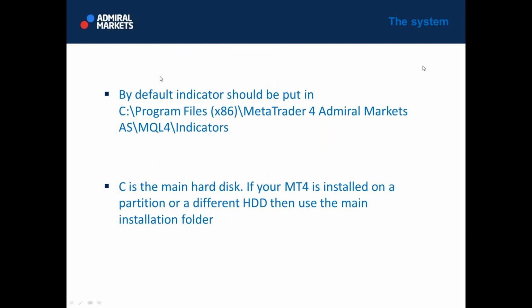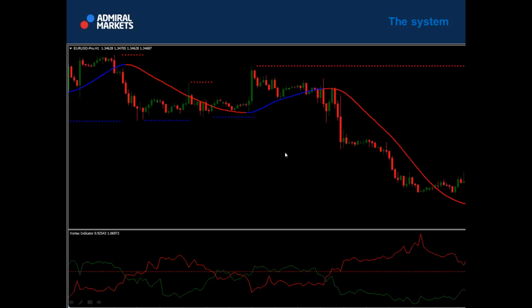The default folder for placing indicators is Program Files (x86), MetaTrader for Admiral Markets AS, MQL, indicators. C is the main hard disk. If your MT4 is installed on a partition or a different HDD, then use the main installation folder. So this is the default installation folder for MT4, Admiral Markets folder, and you need to put indicators in the indicators folder here, and the template should go into the template folder.